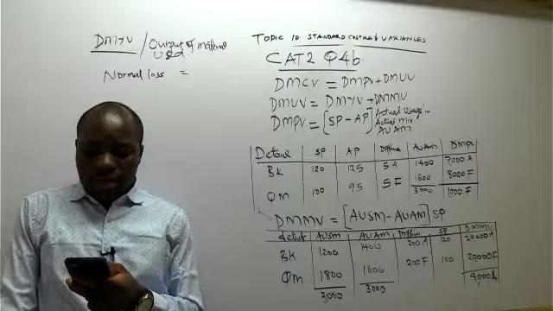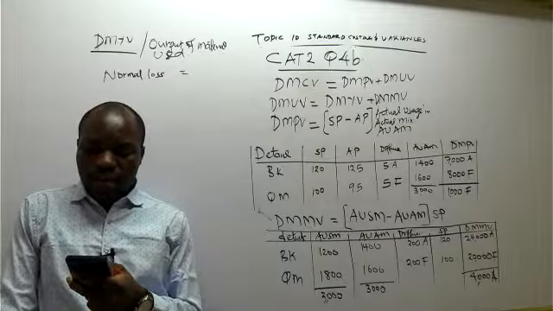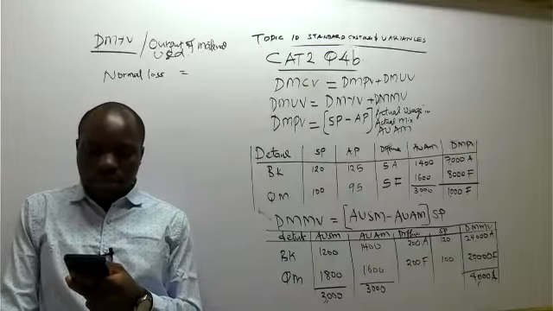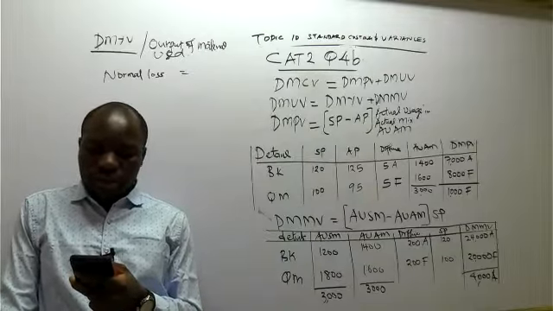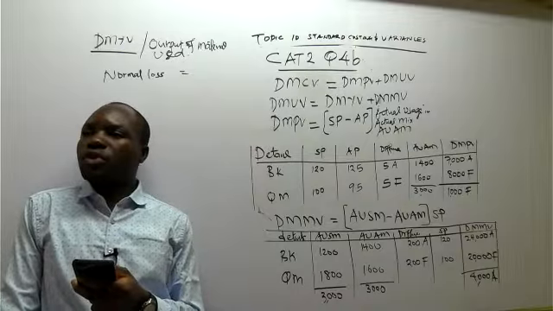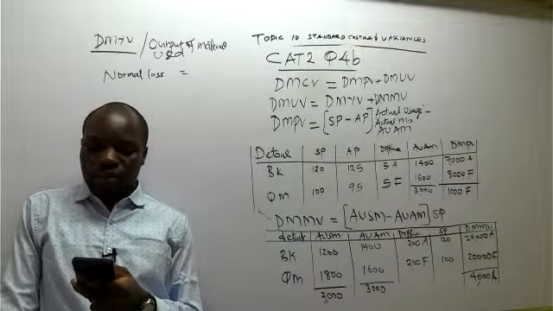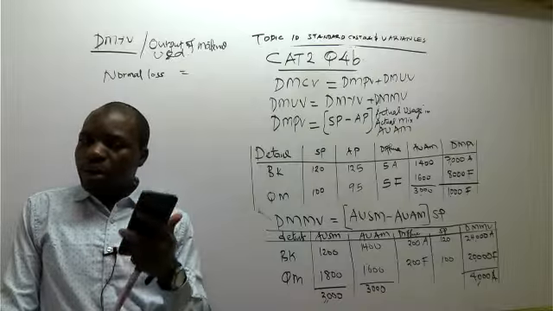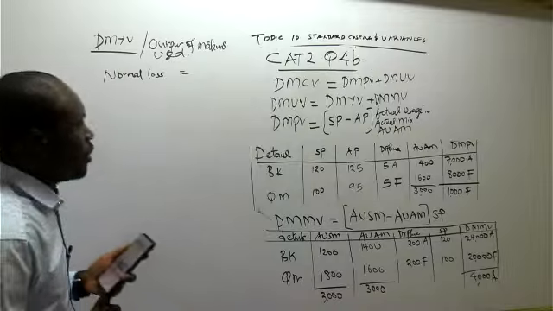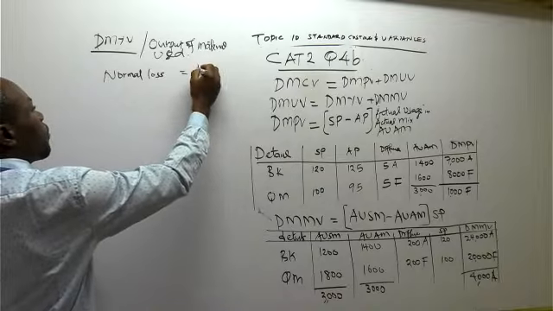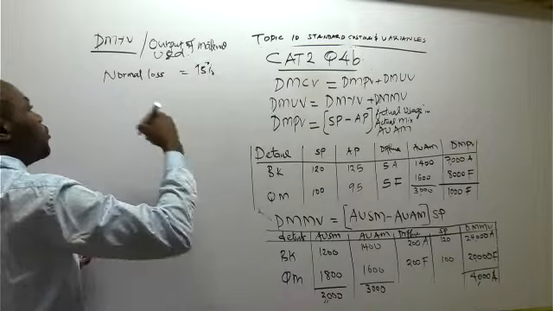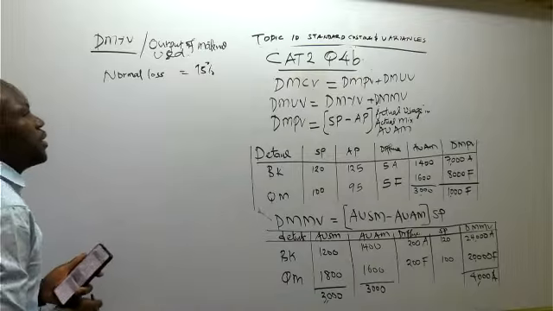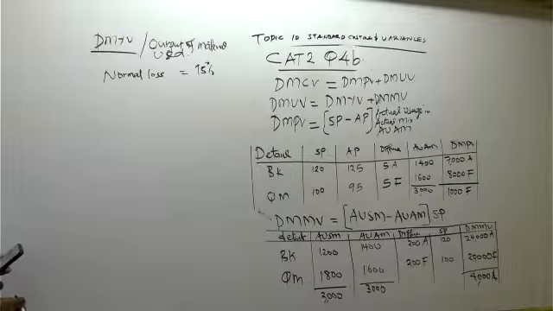Tumeambiwa something there that after the standard mix ratio of 40 and 60%, chini yake tumeambiwa a standard loss is expected. Hata waseme standard loss, hata waseme normal loss, they still mean the same thing. A standard loss of 15% is expected anytime they bring in a given quantity of raw material, they must lose 15%. 15% is normally lost, maybe due to evaporation or spillage.